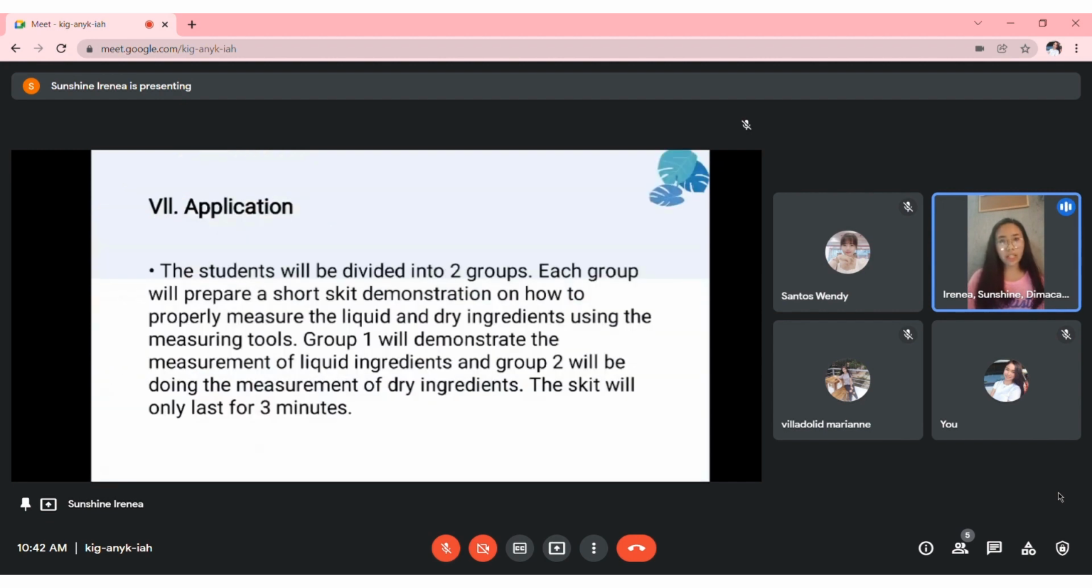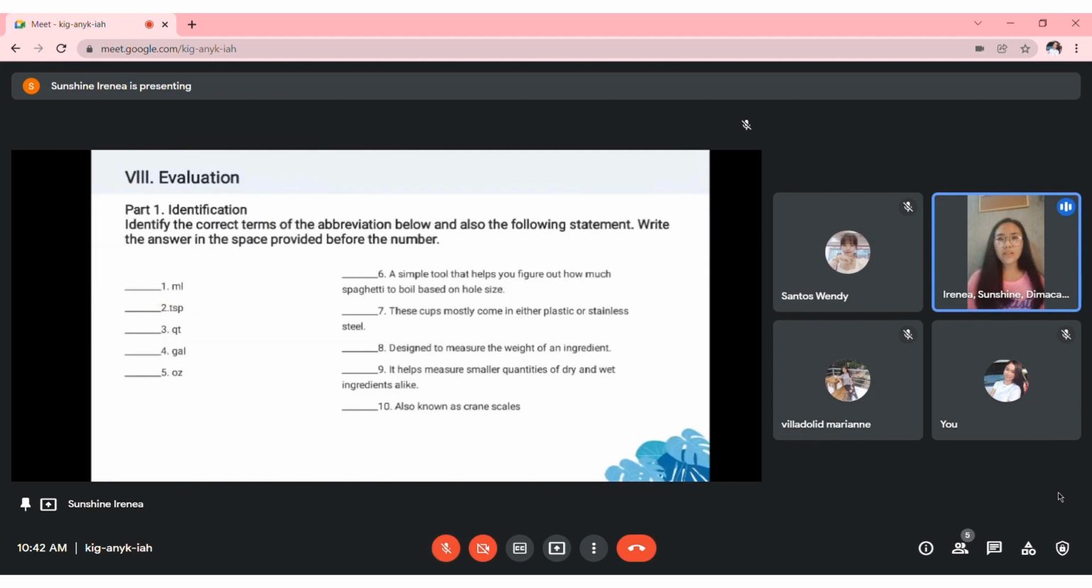So next is the application. In application, this is where the students will apply what they've learned. I decided to have a group activity. The students will be divided into two groups. Each group will prepare a short skit demonstration on how to properly measure liquid and dry ingredients using measuring tools. Group 1 will demonstrate the measurement of liquid ingredients and group 2 will do the measurement of dry ingredients. The skit should only last for 3 minutes.